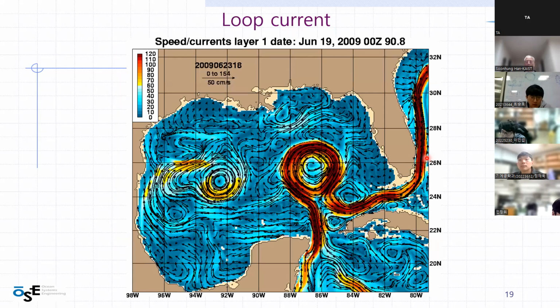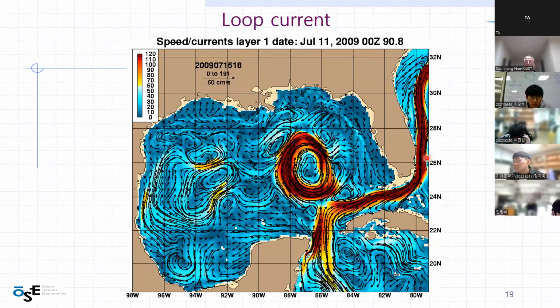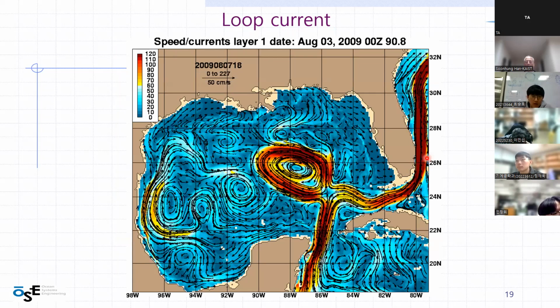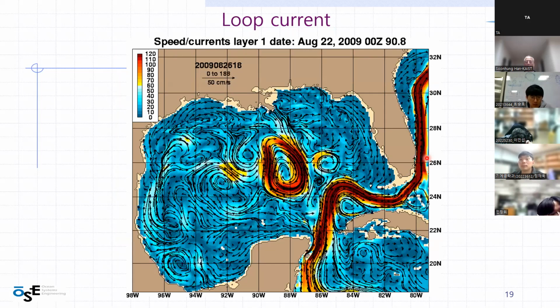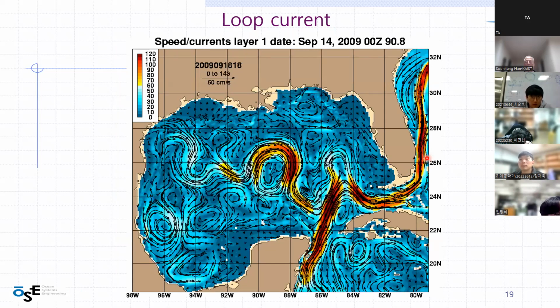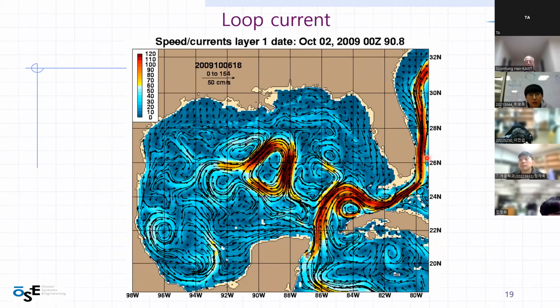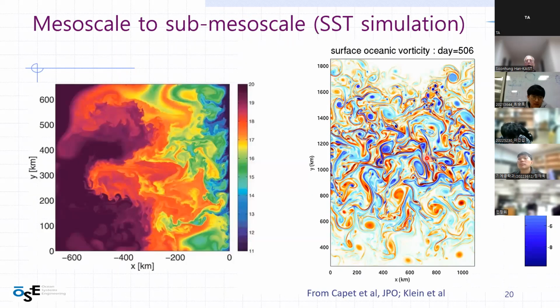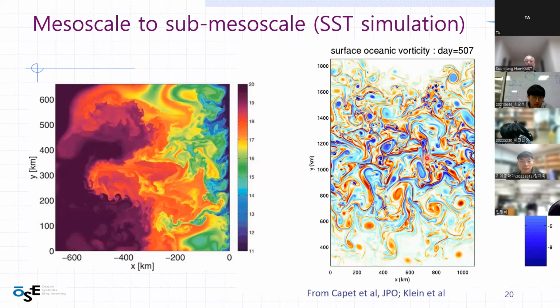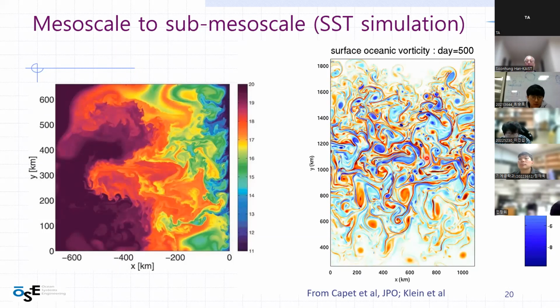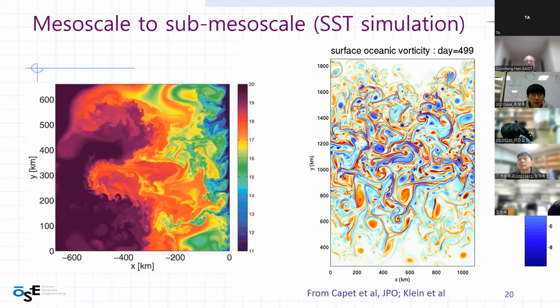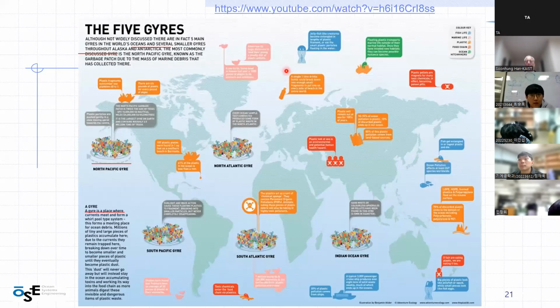This is the ocean current in the Gulf of Mexico as depicted by the US Navy. Colors represent the speed of the current in centimeters per second. And SST means sea surface temperature. This is an example of SST simulation. And this is the last video, about gyres.